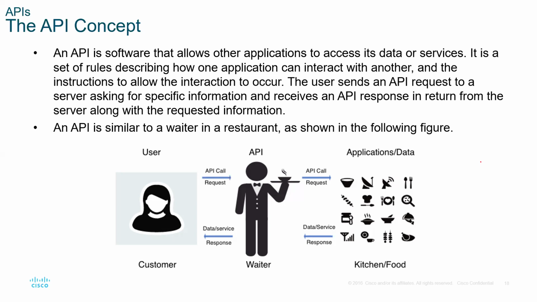Now, an API is similar to a waiter in a restaurant, as shown in the following figure. All right, similarity, if you're a client, you want food, you call the waiter, which is your API. You tell the waiter which type of food you want. The waiter goes probably to the kitchen, gets the food you order. So an API works in the same way.